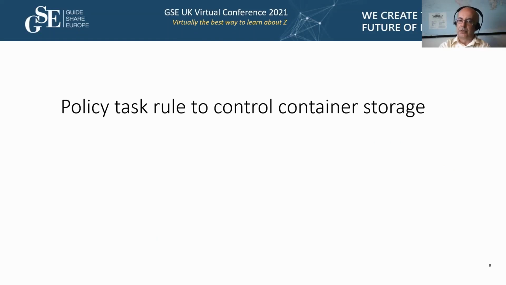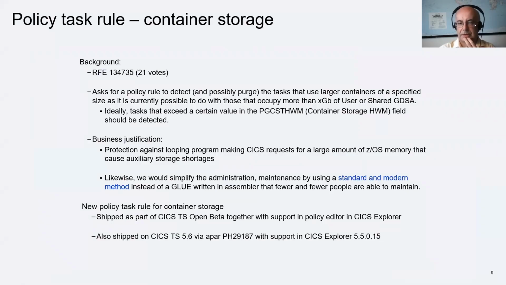Now some new policy task rules. The first one is to control container storage. Again, this one had quite high votes. So to be able to easily manage that, or perhaps protect against a looping program that's making requests for large amounts of container storage, which can cause problems if you hit MEMLIMIT or something like that, because whilst the container is not being used by the application, it's stored above the bar. And so we wanted an easy way to do that.